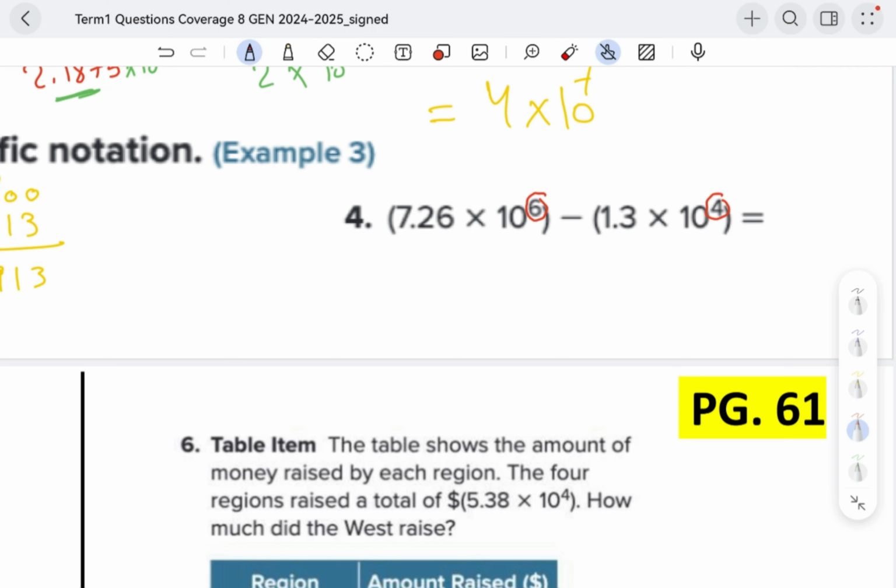Okay, I'm going to make this 6, but on the other hand, we're going to move the decimal point 2 steps to the left. 1, 2. The decimal point will be here. The empty space will be 0. So this number, after converting the power of 10 to 6, will be 0.013 times 10 to the power 6 minus 7.26 times 10 to the power of 6.